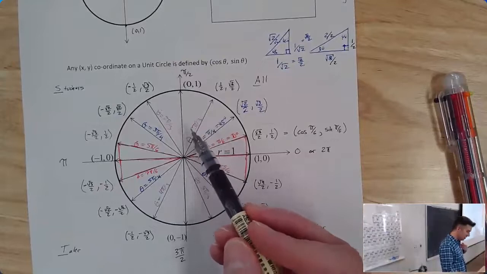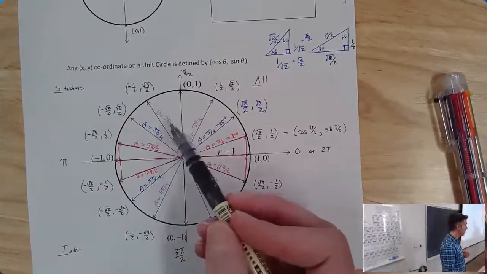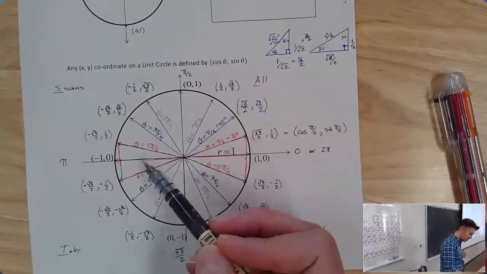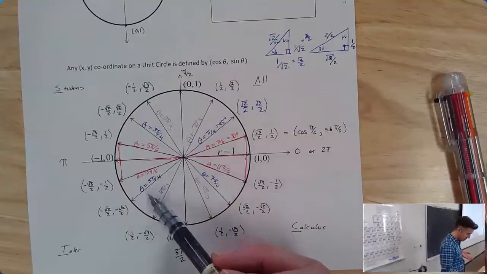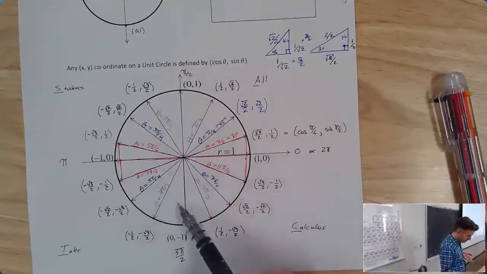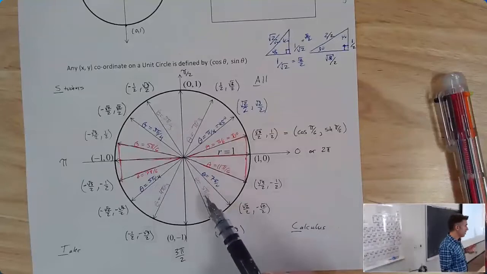So pi over 2. The next one would be 3 pi over 4. The next one would be 4 pi over 4, but that reduces. The next one's 5 pi over 4, that doesn't reduce. 6 pi over 4 reduces to 3 pi over 2. 7 pi over 4 doesn't reduce. So it's always the ones that don't reduce.